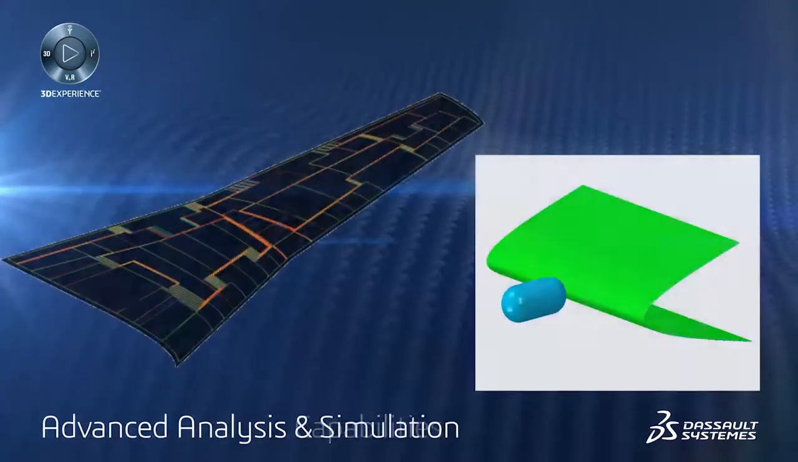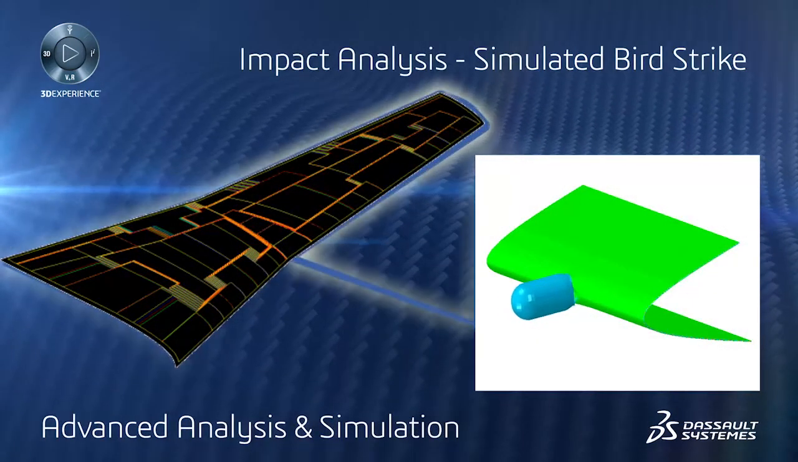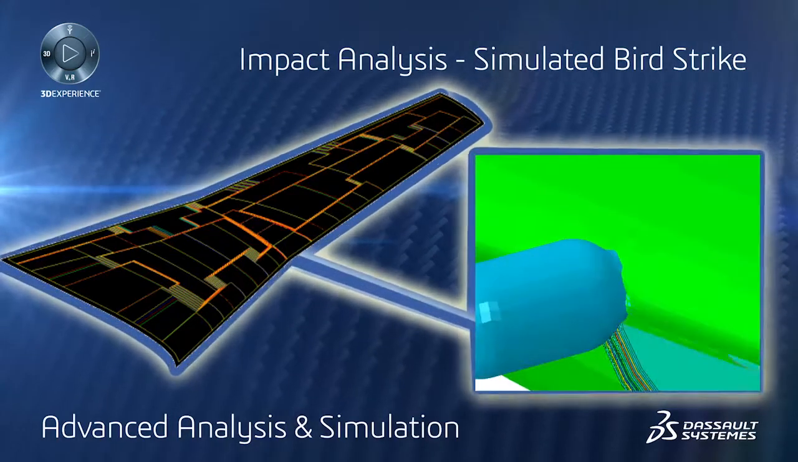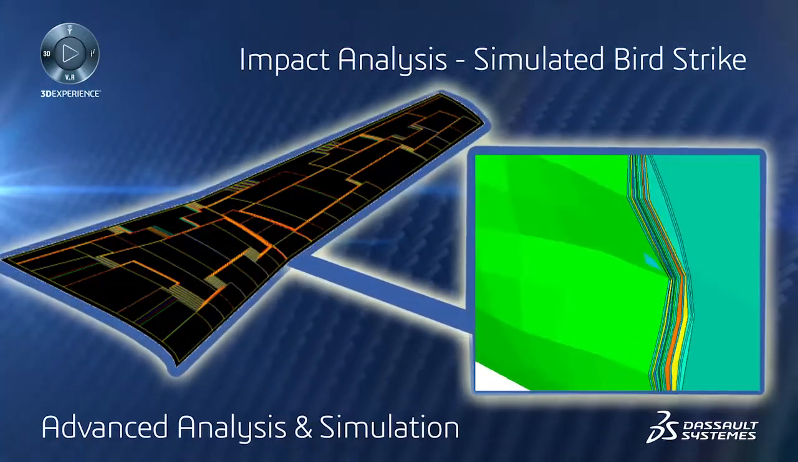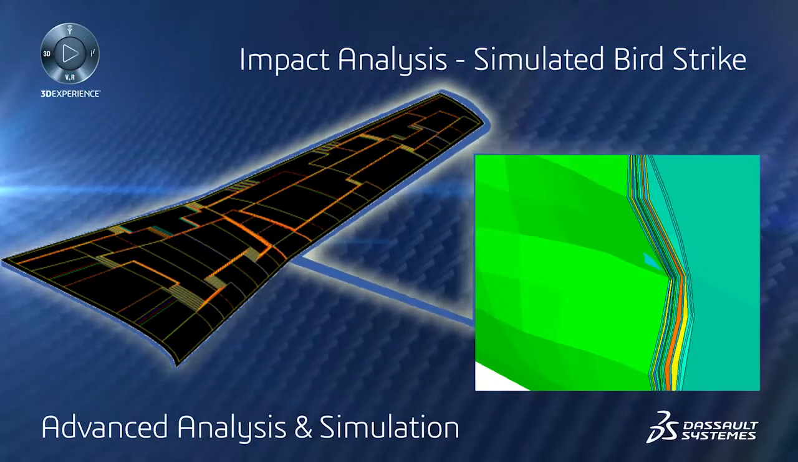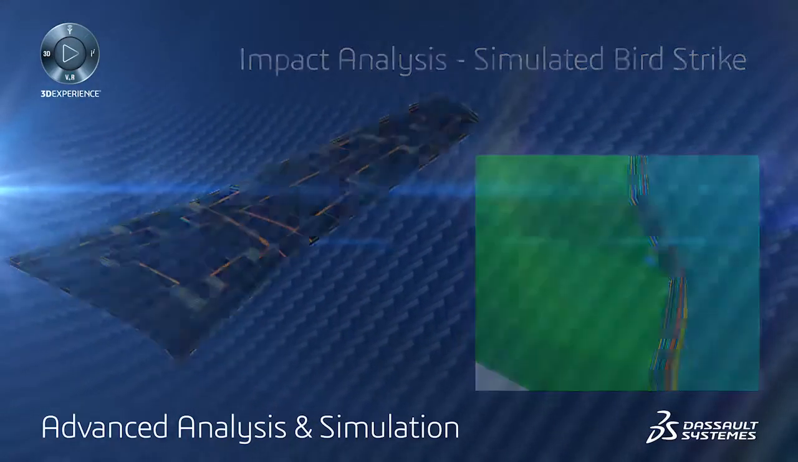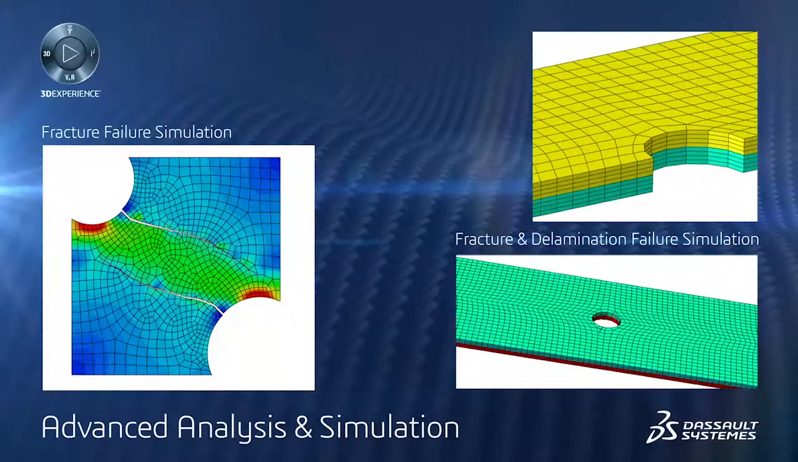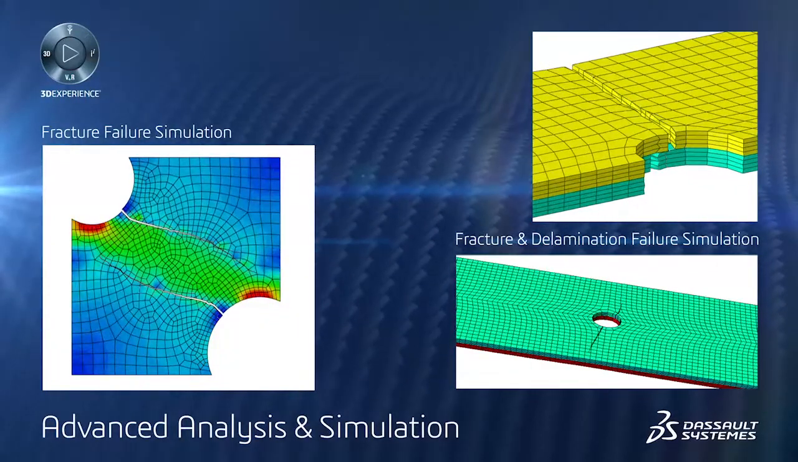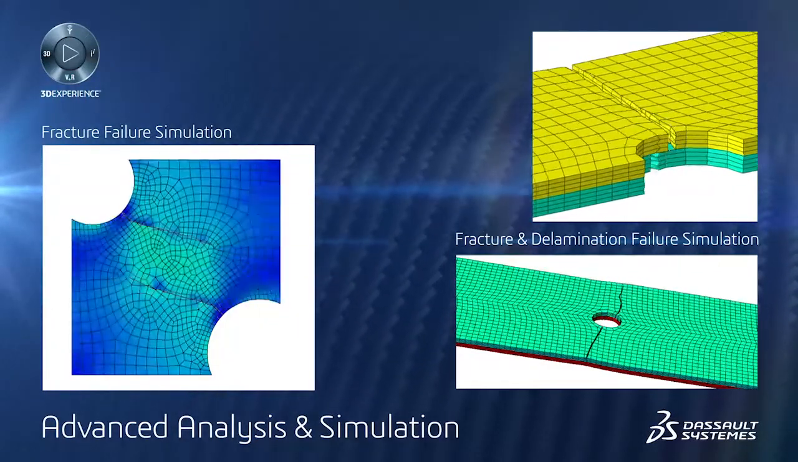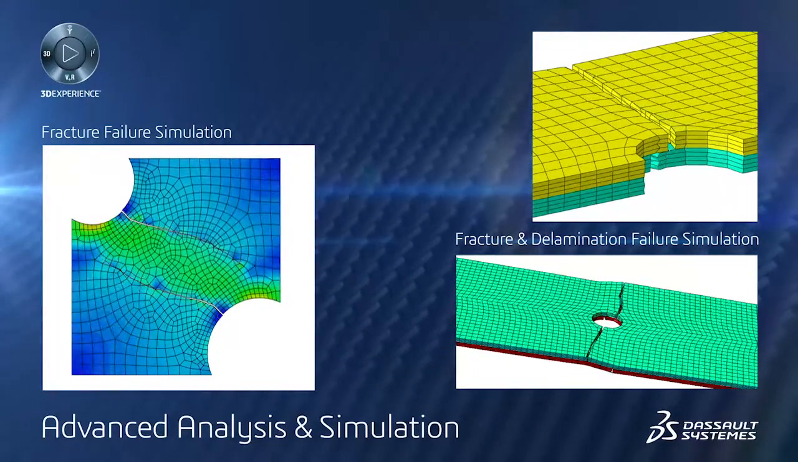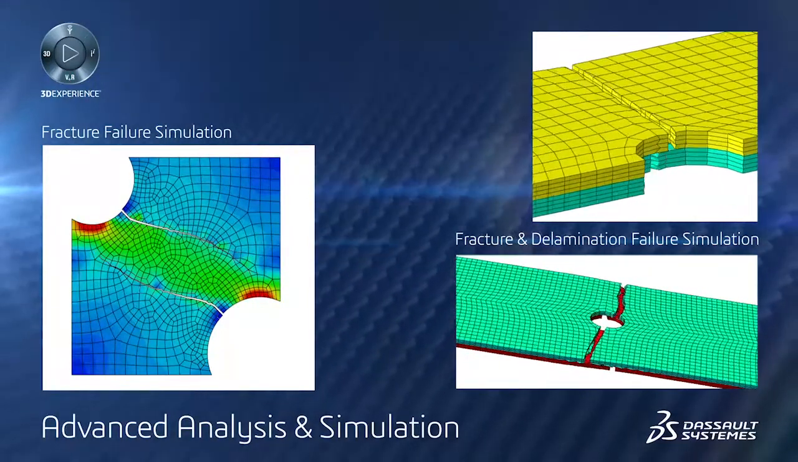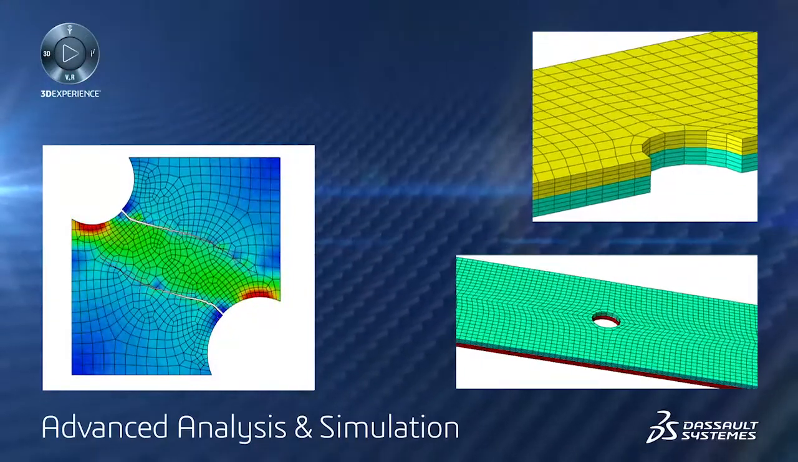In this simulation of a bird strike to the leading edge of a composite wing structure, the result of the analysis shows the deformation and delamination of the individual composite layers caused by the impact. Similarly, comprehensive modeling, simulation, and visualization capabilities are provided for analysis of fracture and delamination modes of composite structures with support for both moving and stationary cracks.